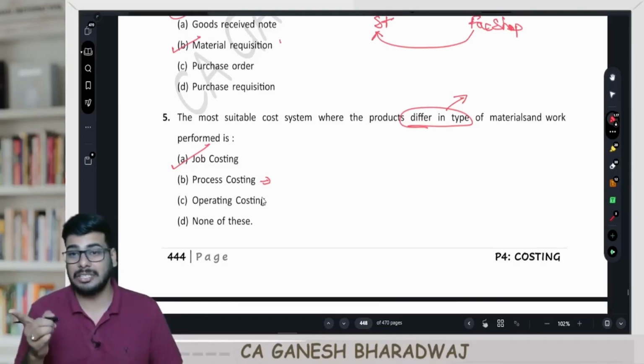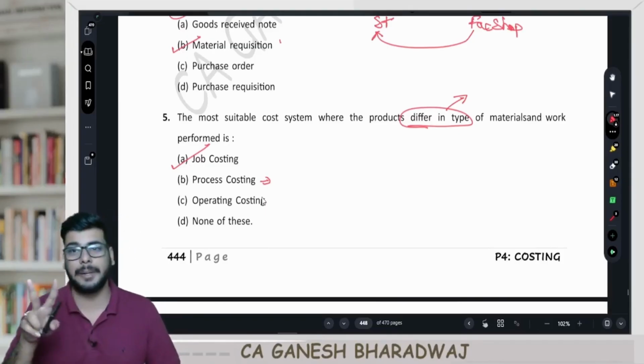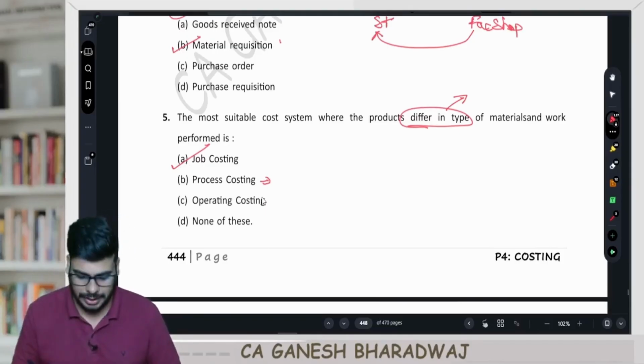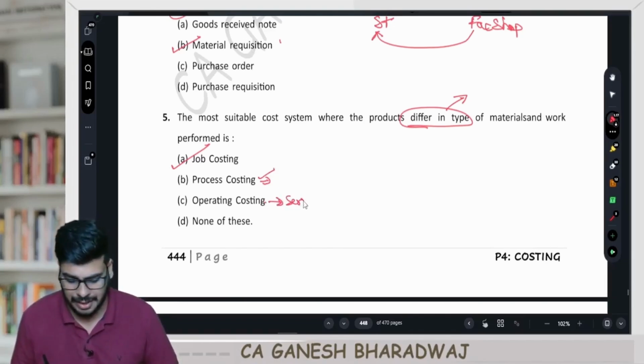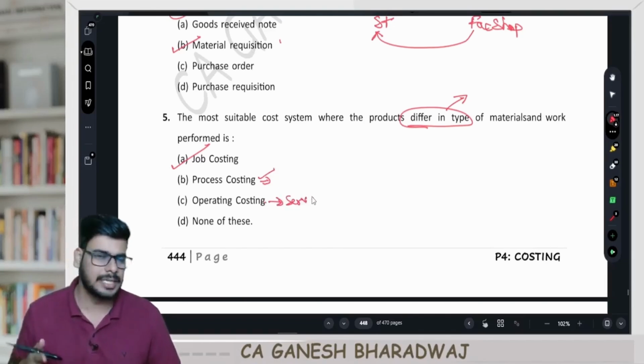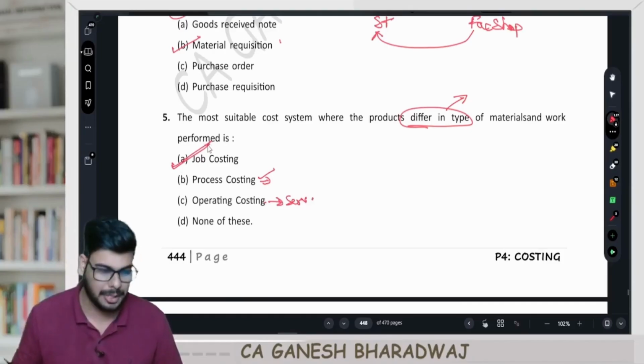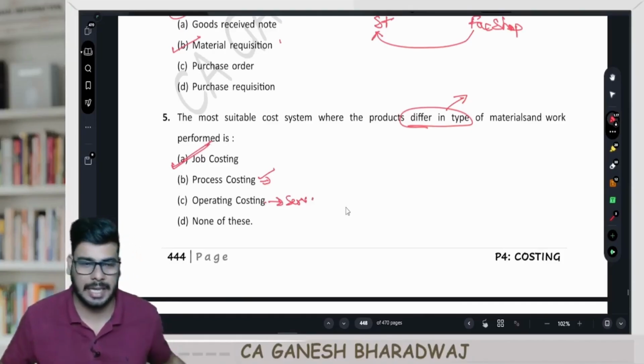There is something called operation costing, and there is something called operating costing. Operation costing is similar to process costing. Operating costing is nothing but your service costing for the service industry. This is obviously not a service industry, so it's going to be job costing only. Clear with this, guys? Are you clear with this?